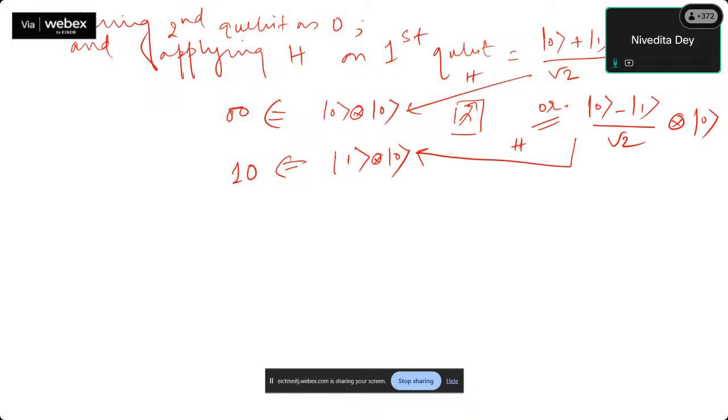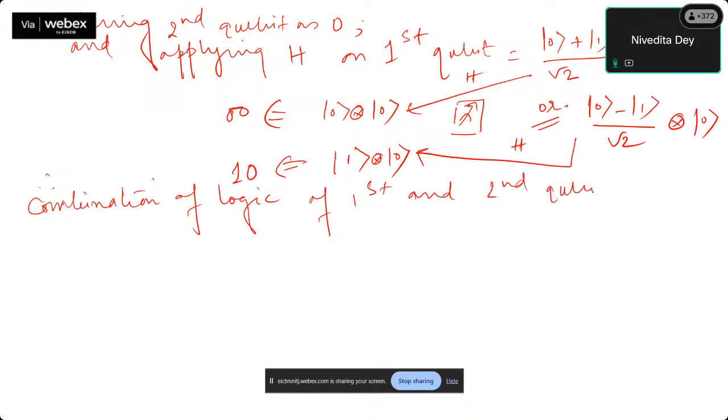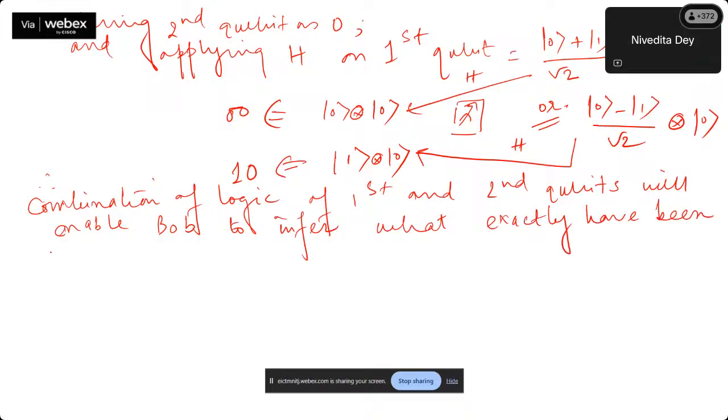So there should have been a combination of logic of the first and second qubits, which will enable Bob to infer what exactly has been sent. So now Bob will try to measure my second qubit and first qubit. I'm just writing in this order.